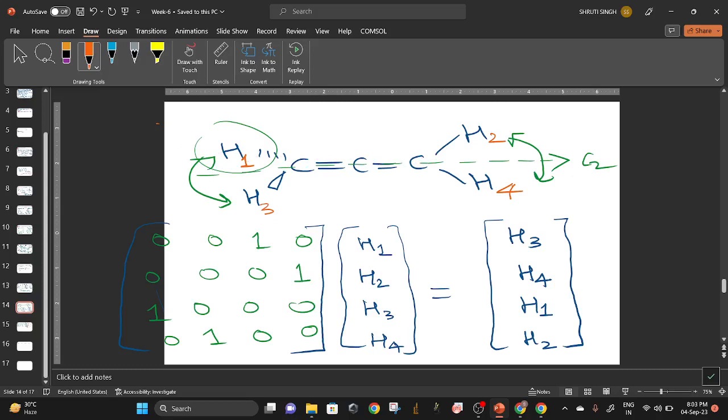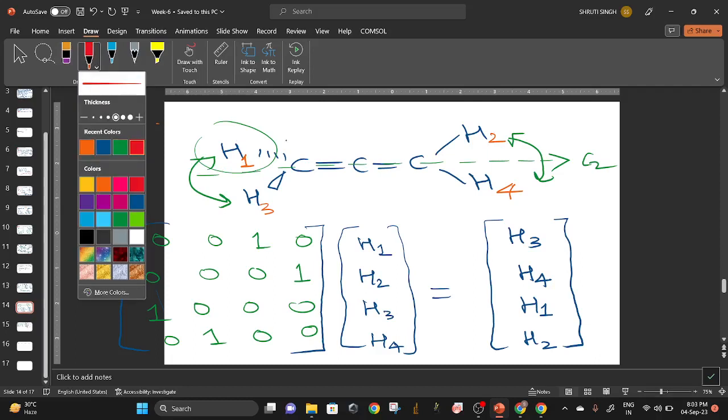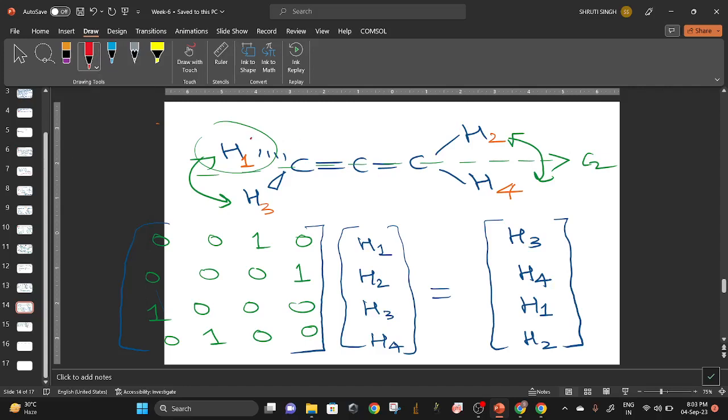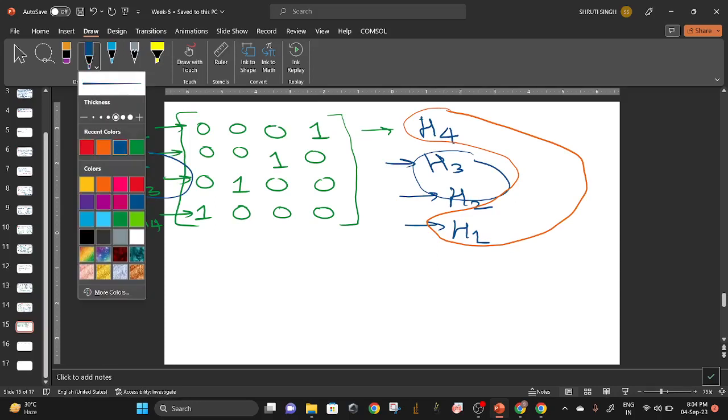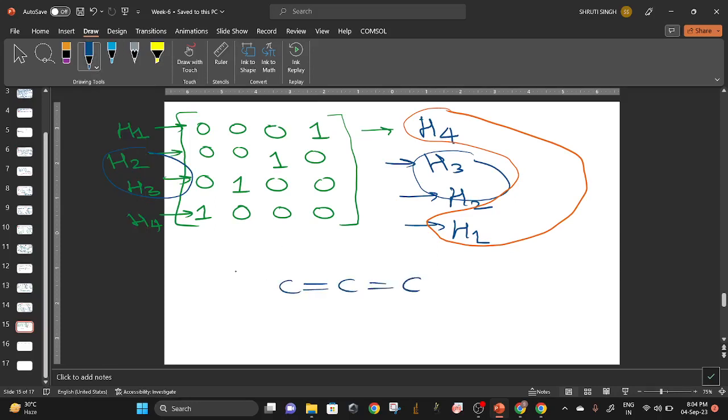You got my point. We can change these two positions only. In this configuration, I cannot make a change from H1 to H2 given the symmetry element is C2. I cannot change this. So now here what is happening? It is getting changed in a pair. So this is possible. How will this be possible?